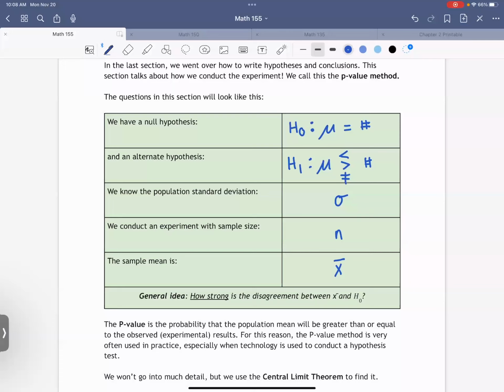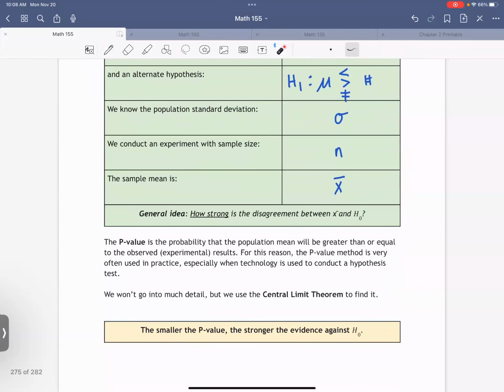Basically what we're going to do is, since we have our hypothesis that mu is equal to a number, what happens in real life is we're going to get what X bar is, and we have to see how close X bar is to mu in our hypothesis. Do we have enough information to reject H0, or can we just say that there's not enough evidence to do that? Now how are we going to do that?